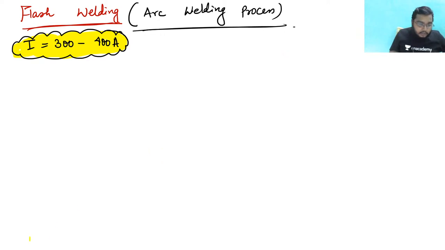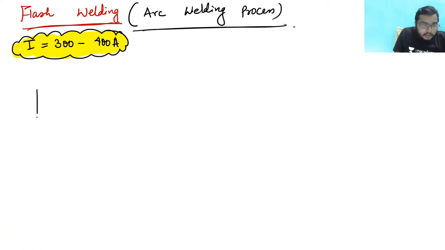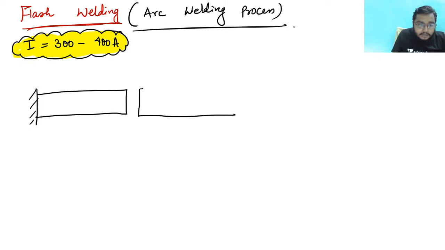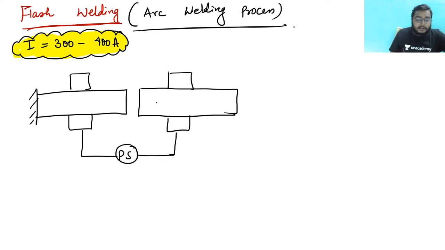Now understand the principle. Before that, just let me draw these things so that you will get them. Okay, just a minute. Again, there is a fixed plate, this is my fixed plate. Again, there is a movable plate, so this is my movable plate. These are connected with the copper electrodes, and with the power supply. So there is a power supply. Clear?